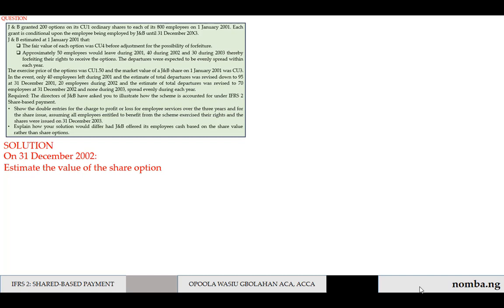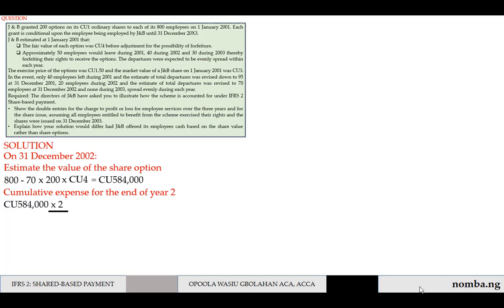Therefore, we can determine the value of the option at the end of that period. That will be 800 minus 70, multiplied by the number of options per employee, which is 200, multiplied by the 4 currency units. That gives us 584,000. From here, we can determine the cumulative expense at the end of year 2, which will be 584,000 multiplied by 2 years, all upon 3 years.